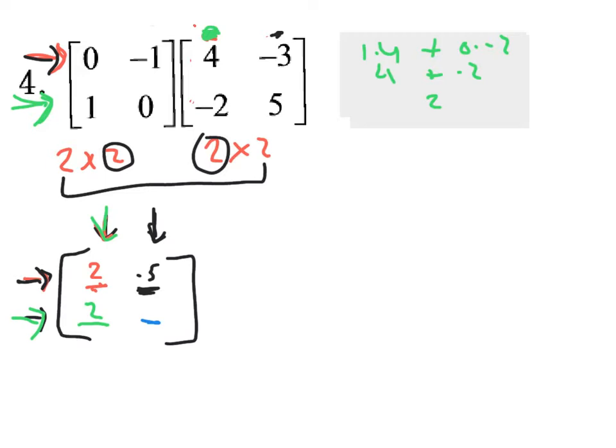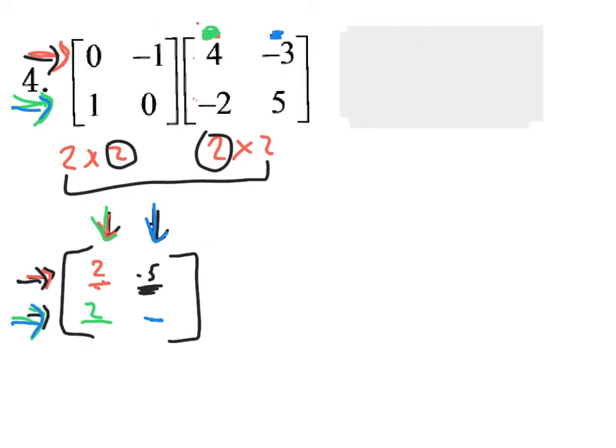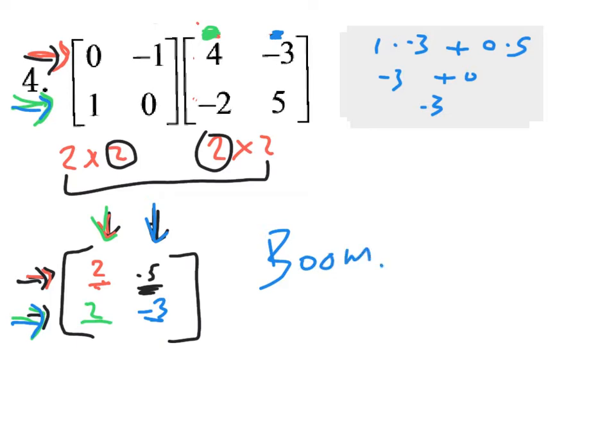Last spot is the bottom right. That's the second row, second column spot. So second row, second column. That's 1 times -3 plus 0 times 5. So -3 plus 0, -3, and you did it. Boom. I know you could do it.